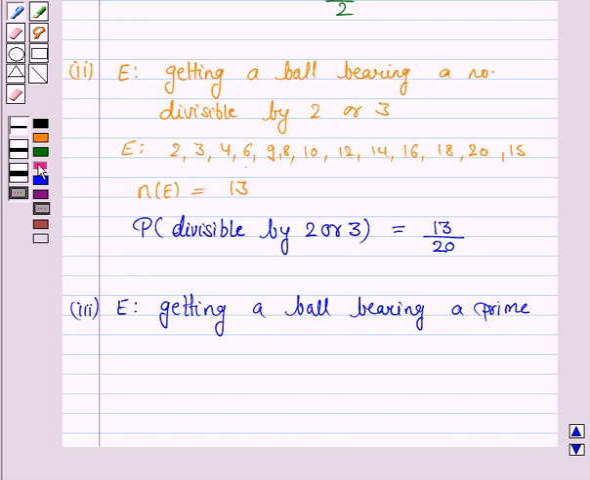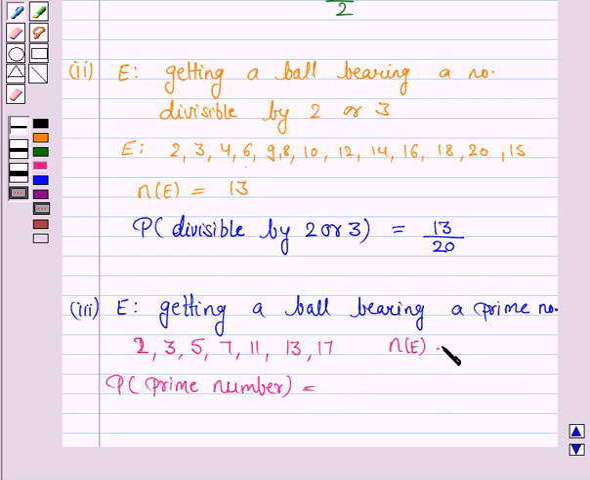So let's see how many numbers are there which are prime between 1 to 20. These are 2, 3, 5, 7, 11, 13, and 17. So the probability of getting a ball bearing a prime number is given by the number of outcomes favorable to E, that is NE, which is 1, 2, 3, 4, 5, 6, 7, upon the total number of outcomes.